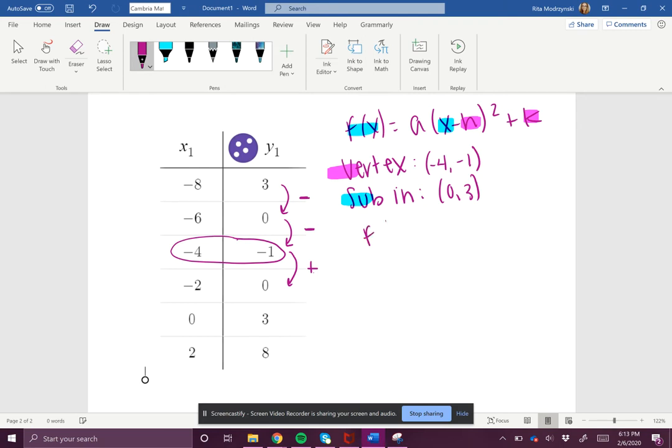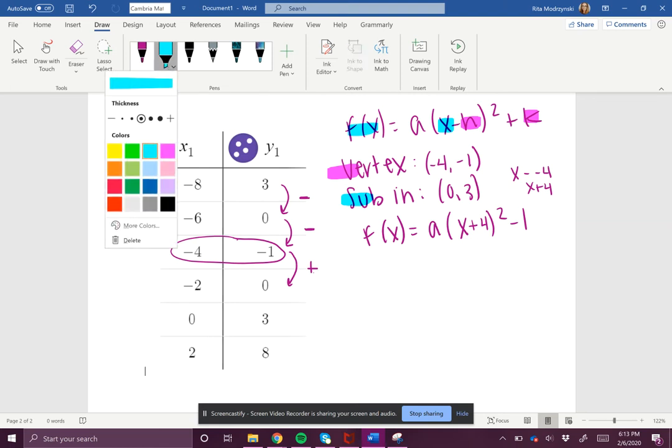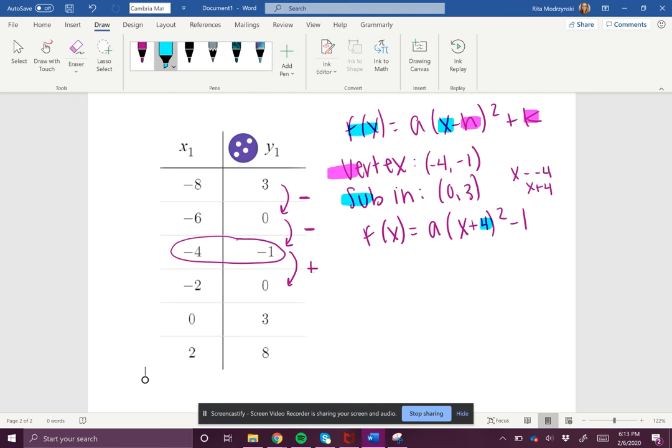I'm going to write just the vertex first. f of x equals a times x. Now here's the tricky part. The equation says minus h, but we're subtracting a negative number. So this actually becomes a 4 in that sense. So again, if we would have x minus a -4, that would be the same thing as x plus 4, which is why we see that there. So that's where our vertex ended up, here and here. That was our vertex.